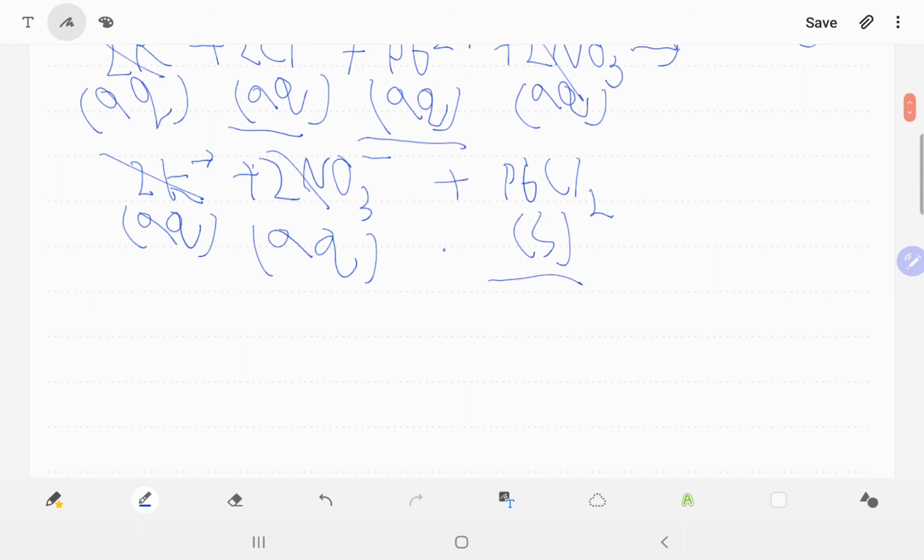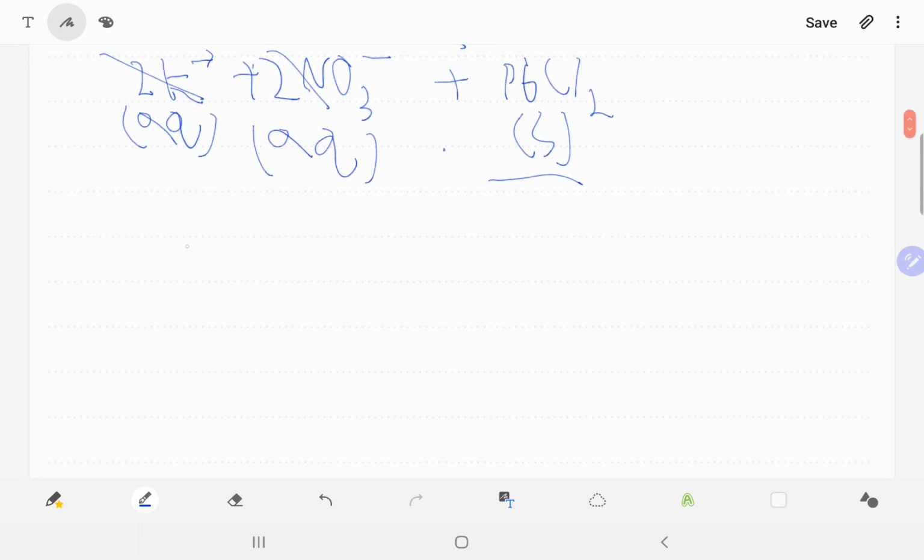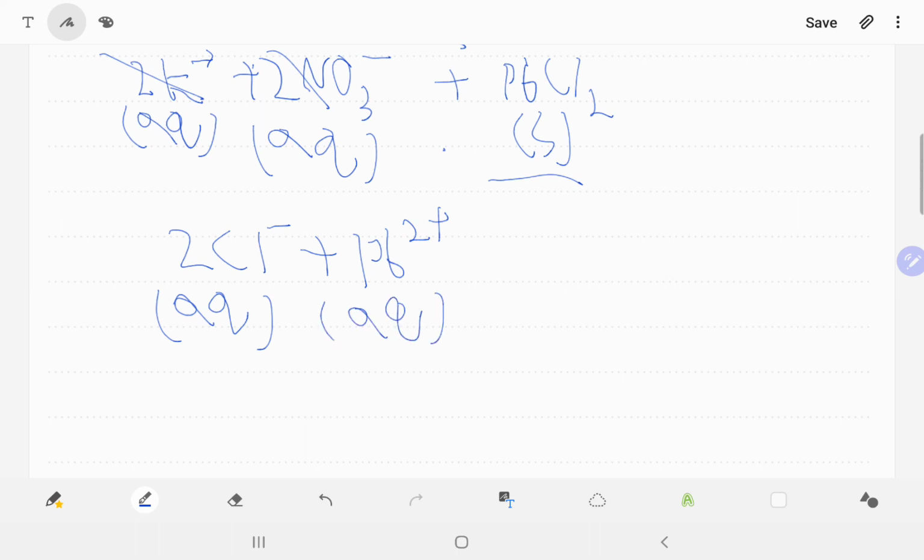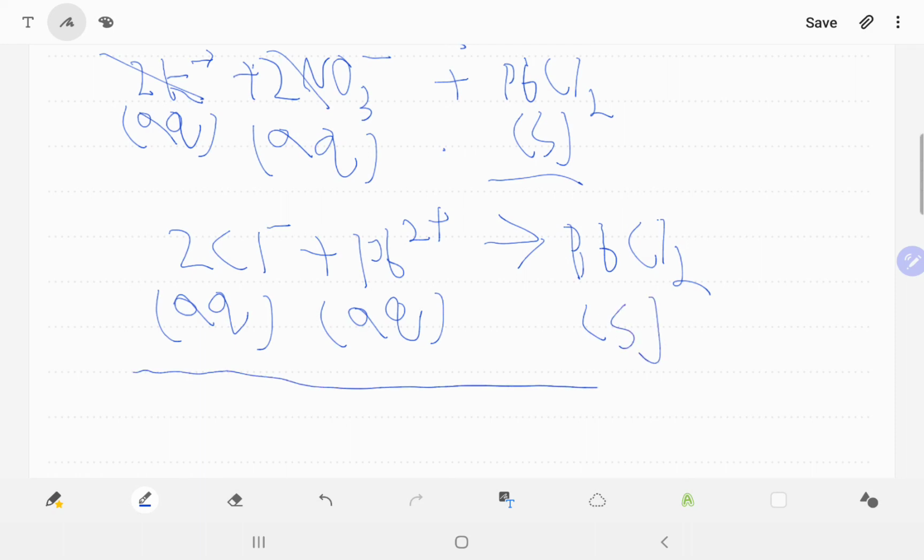And now you take what you have left and put it into an equation, which brings us to our final step, writing our ionic equation, which is 2Cl minus aqueous plus Pb2 plus aqueous, and that becomes PbCl2, and that is a solid. And that is your final ionic equation.